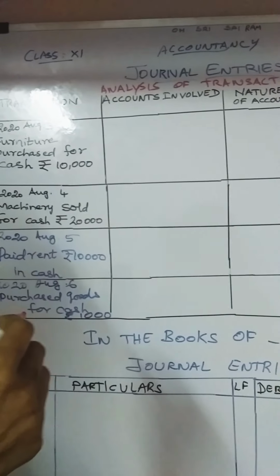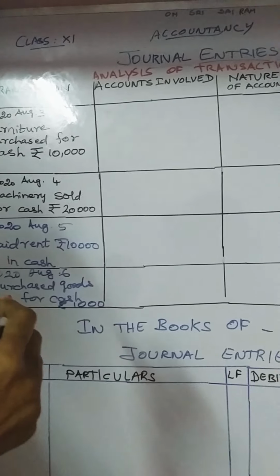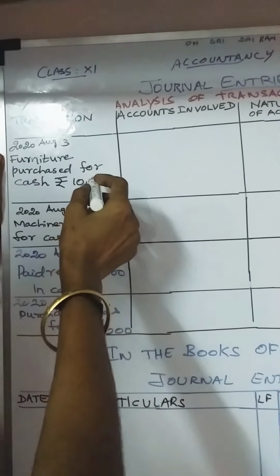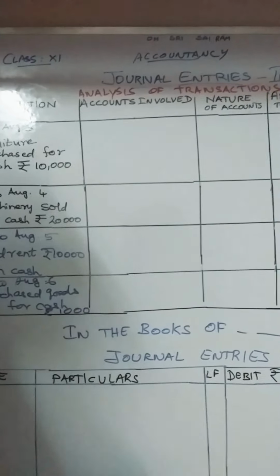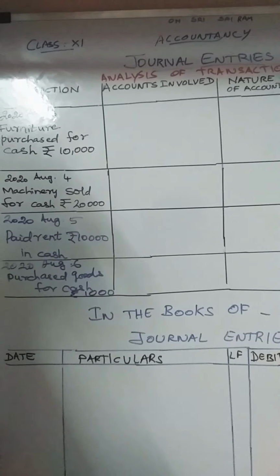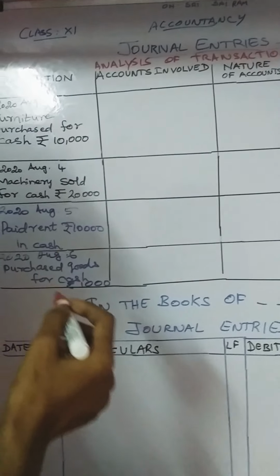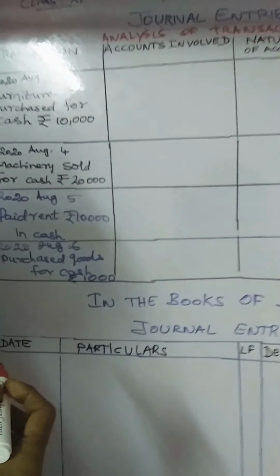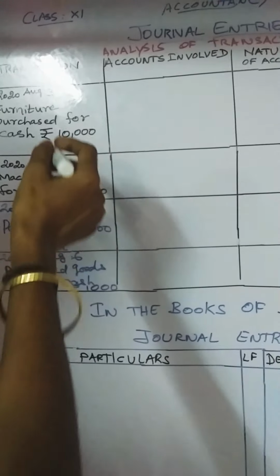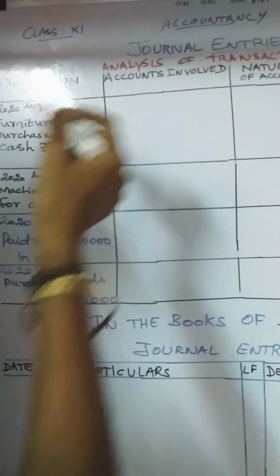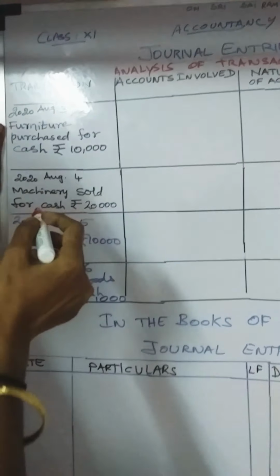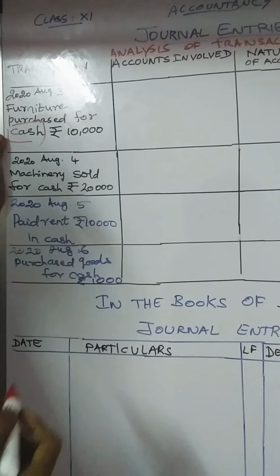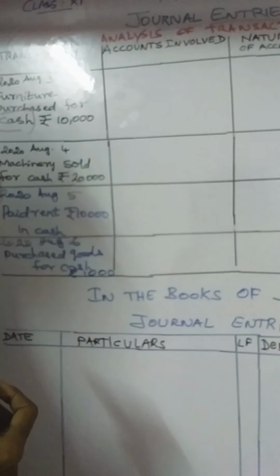Transaction number 1. 2020 August 3rd, furniture purchased for cash rupees 10,000. Now we have to analyze the transaction. What type of transaction is it? Is it a cash transaction or bank transaction or credit transaction? Now it has been denoted as cash. So it is a cash transaction.